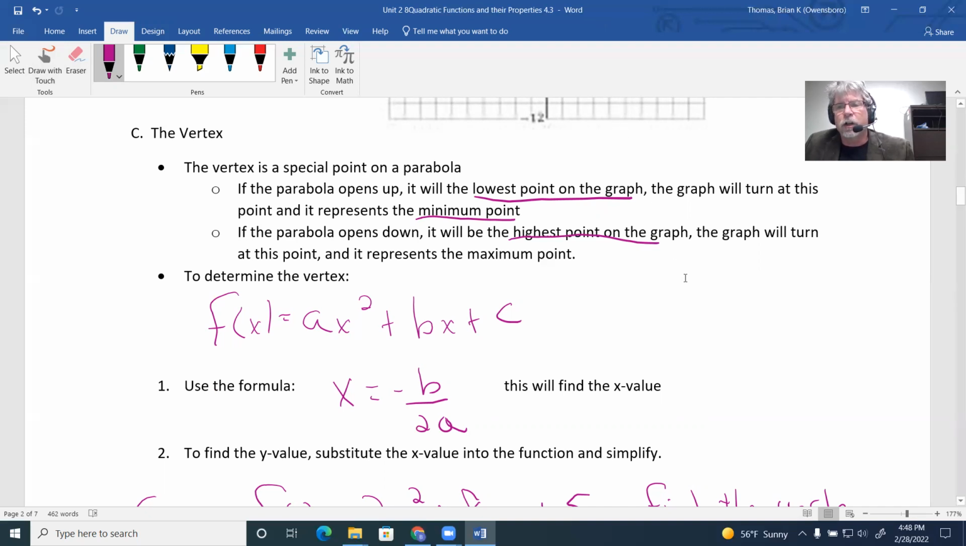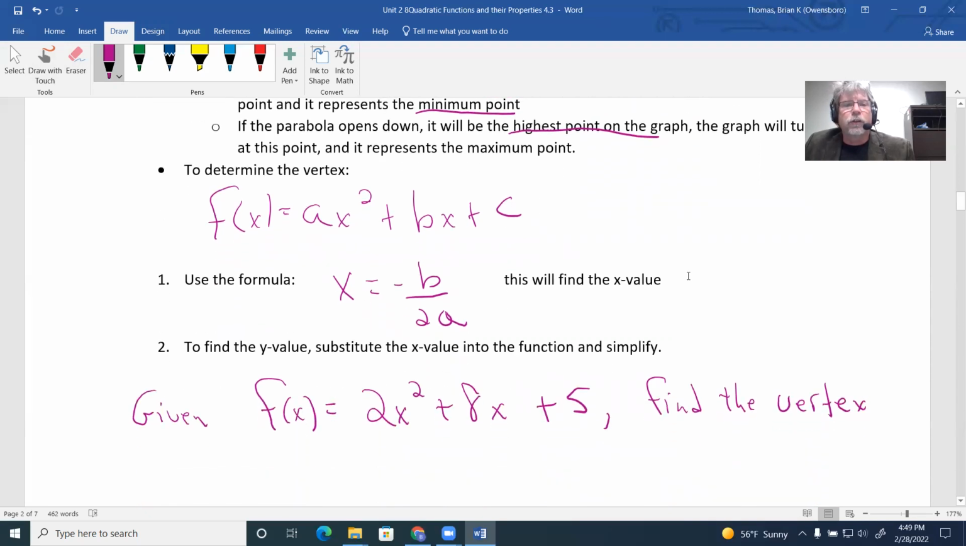And recall earlier when we talked about local maxima and local minima, we're going to be using some of those same concepts here. So to determine the vertex of a function that's in the form ax squared plus bx plus c, we use this formula: x equals the opposite of b over 2a. This is going to find us the x value of the vertex. So you'll see this quite a bit, x equals negative b over 2a. It's a formula, and we're not going to get into how it's developed at this time.